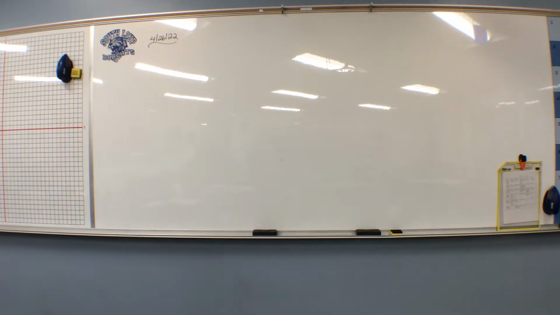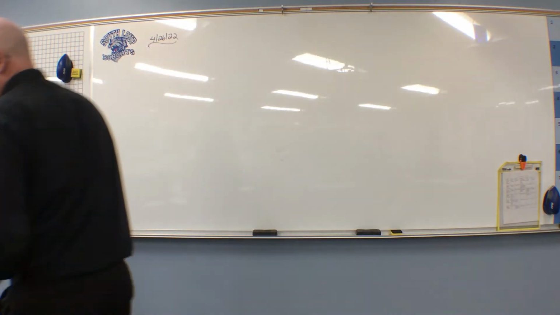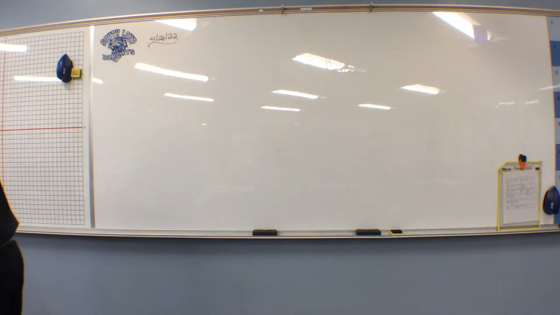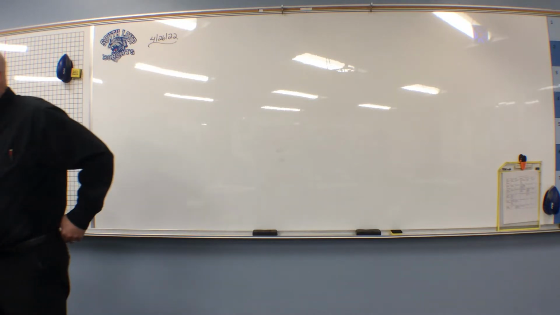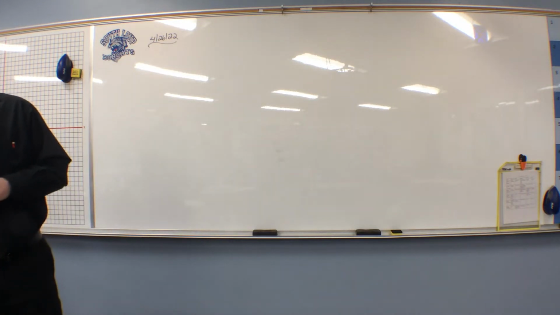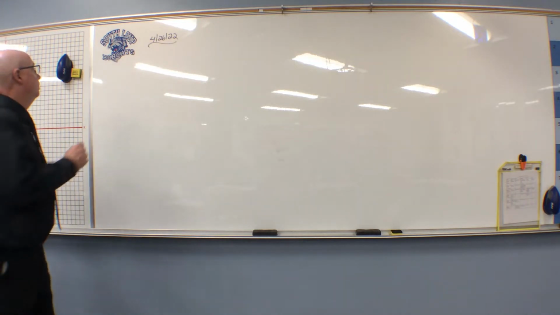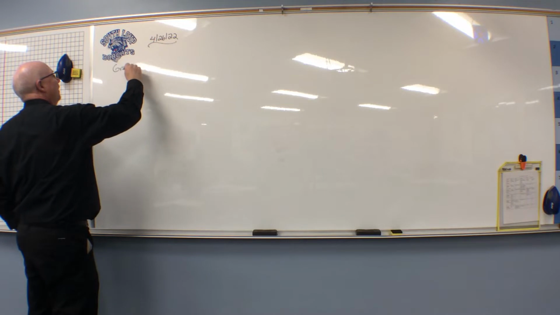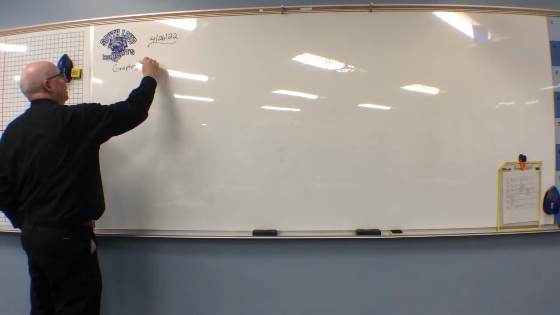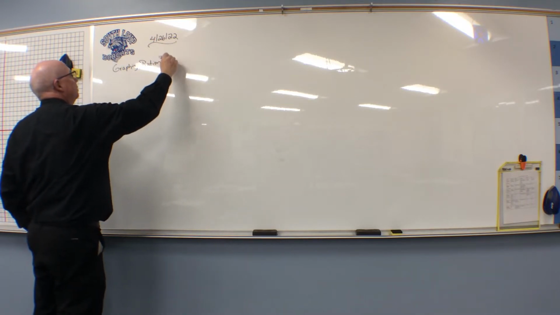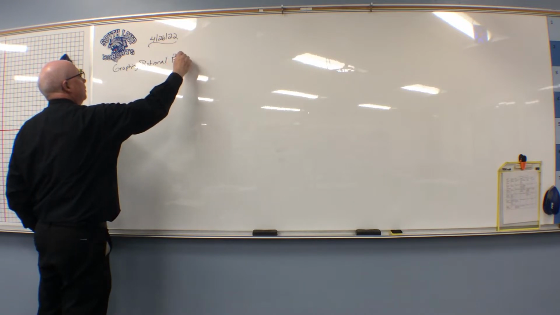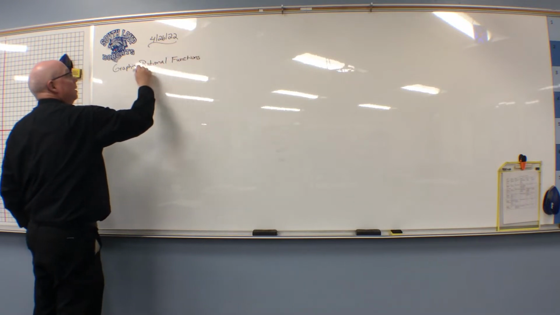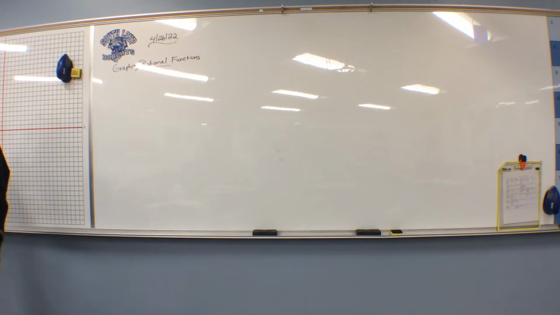This is section 7.4, graphing rational functions, on page 491, Algebra 2. So, it's another name for rational. Fraction. That is correct. We're going to graph rational functions.